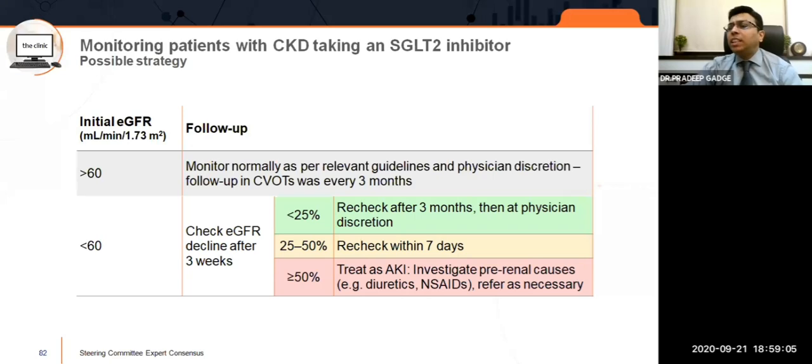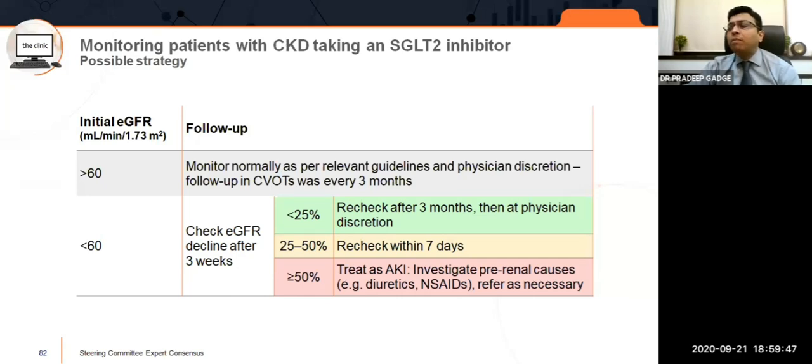So when the eGFR is more than 60, you can give. When the eGFR is less than 60, and after starting gliflozin, after 3 weeks, if there is roughly an increase in the creatinine by not more than 25%, I mean fine, you can continue. That much is expected in the early days, because whenever you start a patient on gliflozin, SGLT2 inhibitors, initially there will be a mild increase in the creatinine and gradually that creatinine starts coming down. If it is between 25 to 50%, you have to recheck within 7 days.